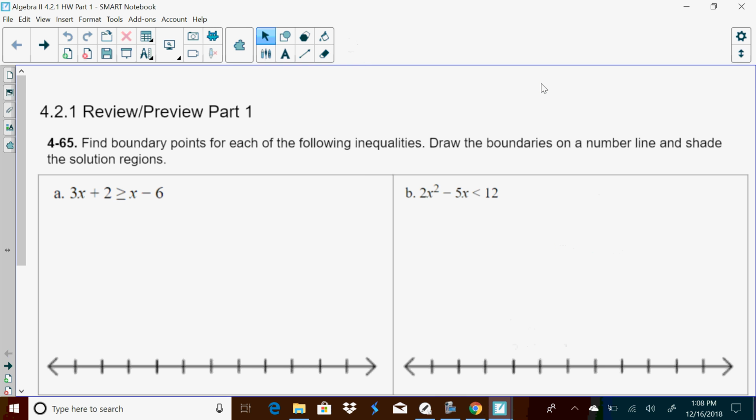Okay, here are the answers for the 421 review preview. Find the boundary points for each of the following inequalities. Draw the boundary points on a number line and shade the solution regions.